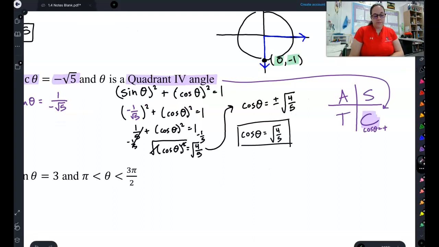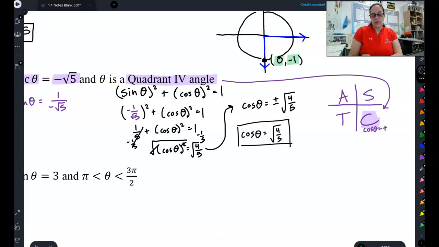Let's check what you got. I solved this through. I got cosine of theta equals plus or minus square root of 4/5. That is the same thing as 2 over square root of 5 or 2 square roots of 5 over 5. If you got any of those, they are all identical.